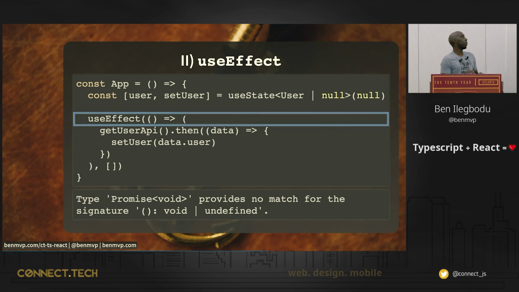So if that looks kind of esoteric to you, that's fine. But if you did it, you'll get an error that says that, hey, you can't return a promise to this. It can only be a function, a cleanup function. So we get this inline right there. React will complain again as well when you run the code, but we get this a lot quicker with TypeScript.